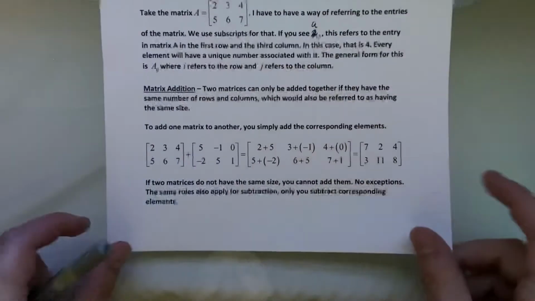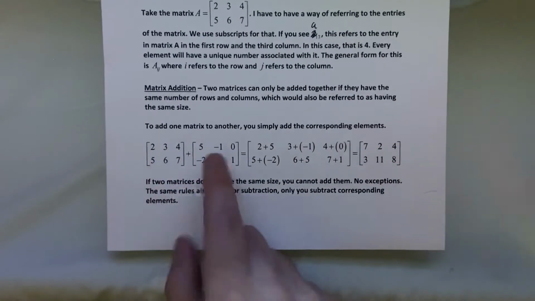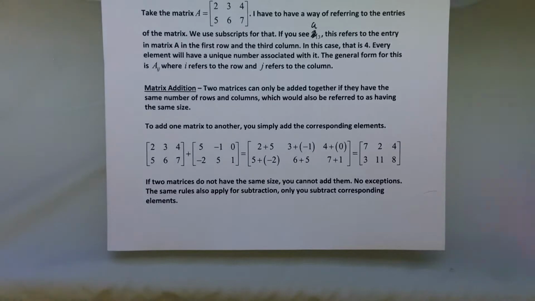Matrix addition, pretty simple. Two matrices can only be added together if they have the same number of rows and columns, so they're the same size. And then you just add or subtract the corresponding elements. So if they're in the same place, you add the numbers together. For example, 2, 3, 4, 5, 6, 7, plus 5, negative 1, 0, negative 2, 5, 1. You just add the things that correspond to each other in the exact same location. That's it. If they don't have the same size, you simply say, well, we can't add these. And that's it.